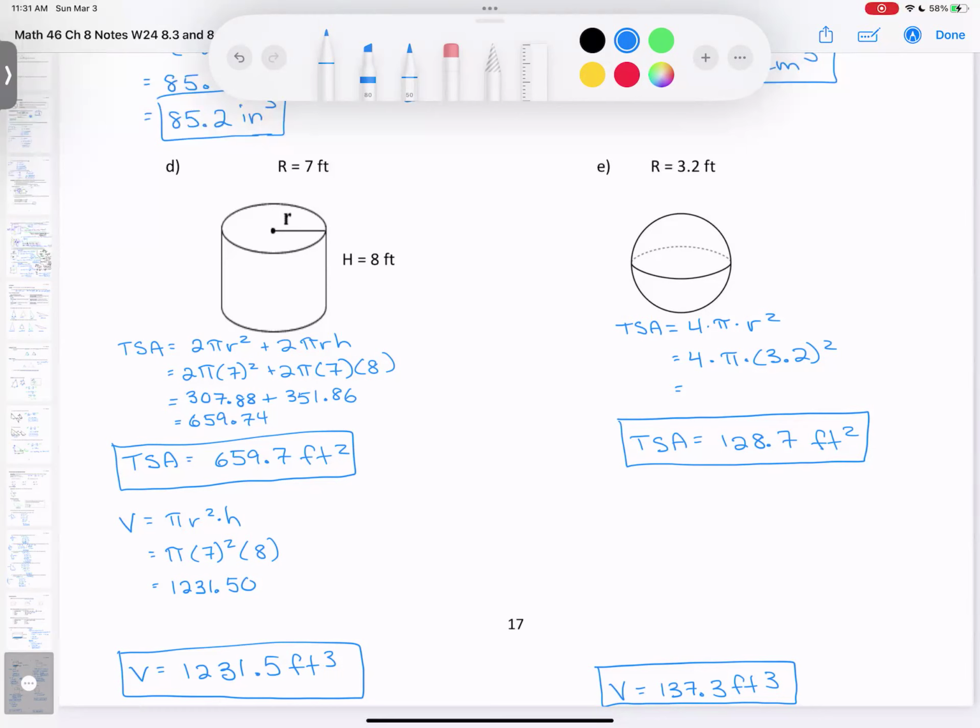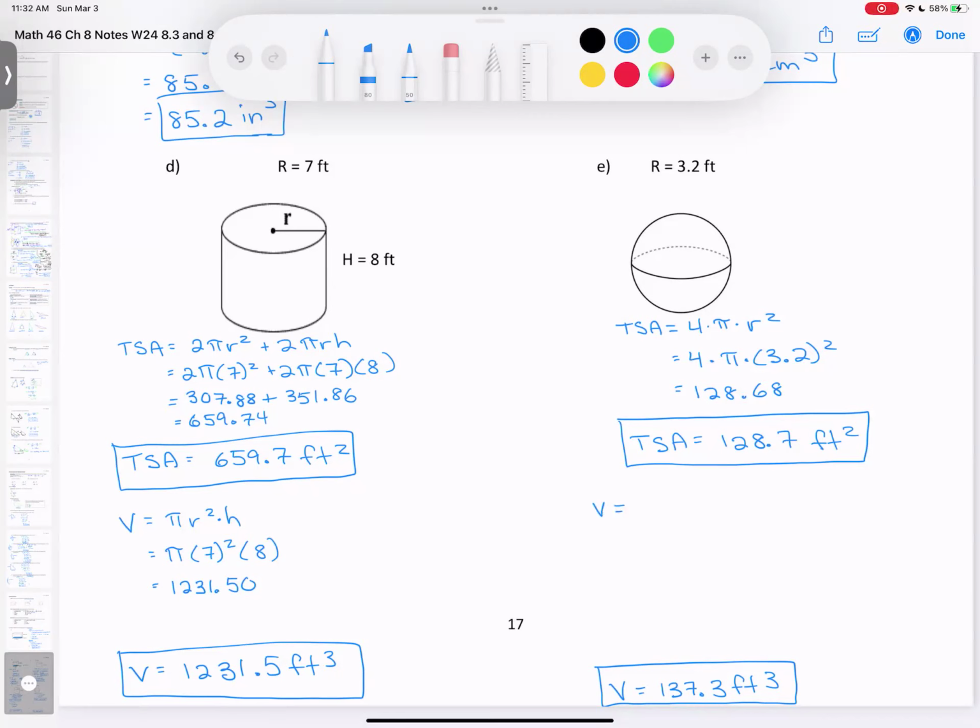So when I calculate this out, I get 128.68 if I rounded to the nearest 100th. That means to the nearest 10th then I have 128.7. This is an area, so our units are squared, so we have feet squared. And finally, let's do the volume here.